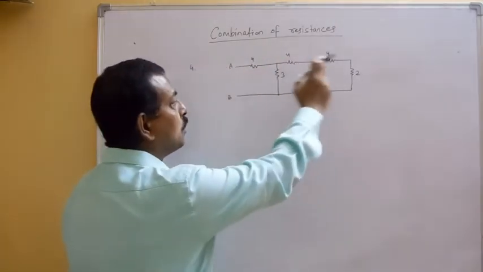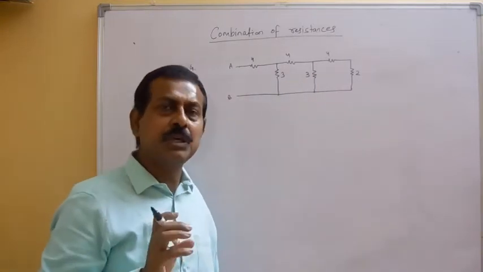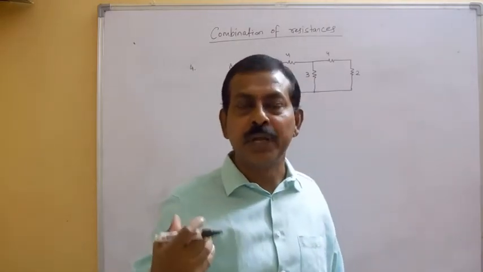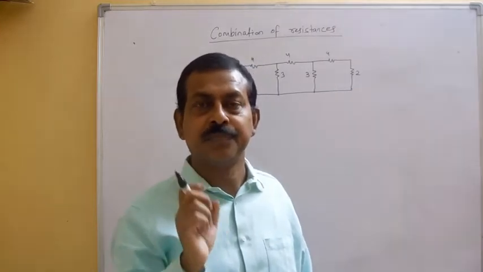Let's take the fourth question. Here we have resistances connected as shown in the figure. This is a very simple question, but at least you will come to know how the resistances are connected and how we are reducing the network there.